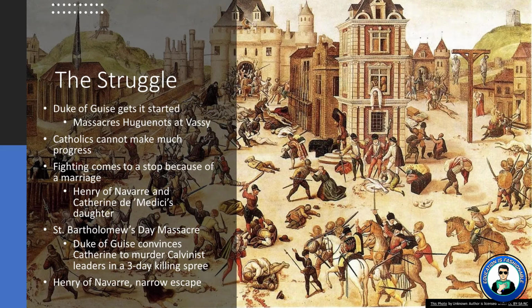Let's talk about the struggle. Basically, the two-sided struggle. We have the Civil War that starts off with the Duke of Guise massacring a bunch of Huguenots at the French town of Vassy. I may have said that improperly, but well. Catholics can't make much progress, though, because the Huguenots are very good at fighting a defensive war. So they can't really get into the towns. They're pretty much at a standstill.